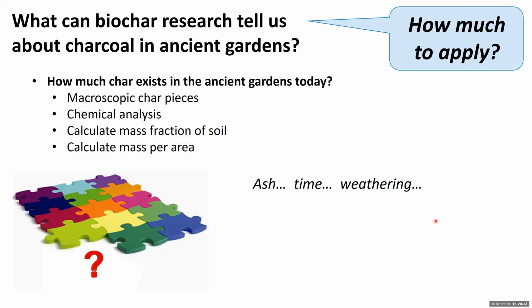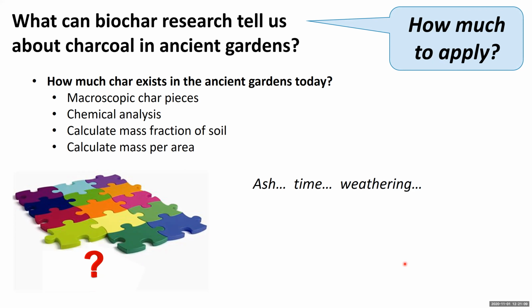So this means that measuring how much char is in the gardens today should give a pretty good idea of the total amount that had been added over the time period the gardens were in use. So what was added should in general still be there. But there are a few different ways to measure total amounts of charcoal in soil, and sometimes they can produce slightly conflicting results. And this is a very active area in charcoal and biochar research today.